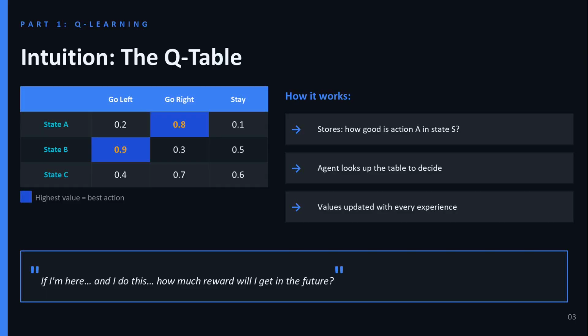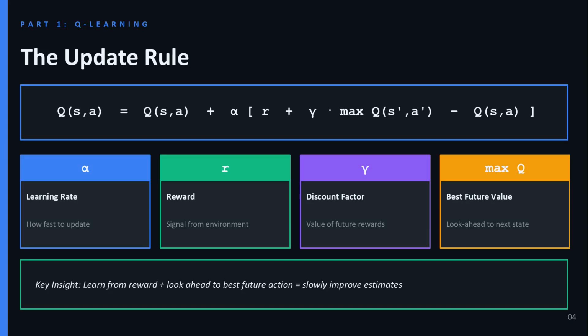Let us start with Q-learning. Think of it like a table called a Q-table. For each state, the agent stores values for all possible actions. The higher the value, the better the action. So the agent simply picks the action with the highest value. In simple terms, if I am in this state, which action gives me the best future reward?